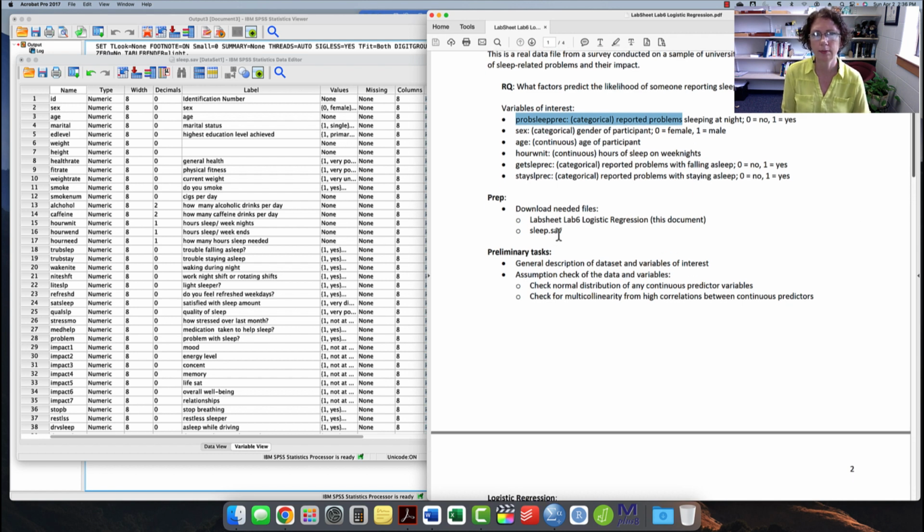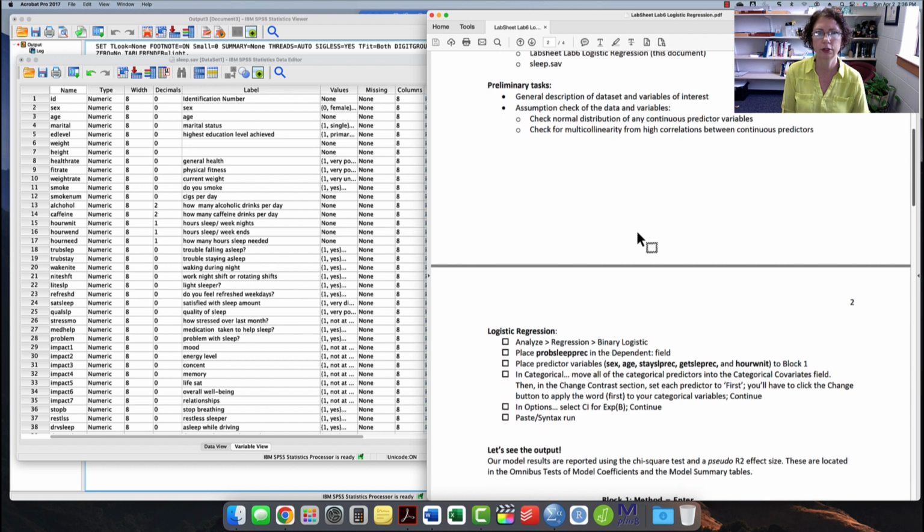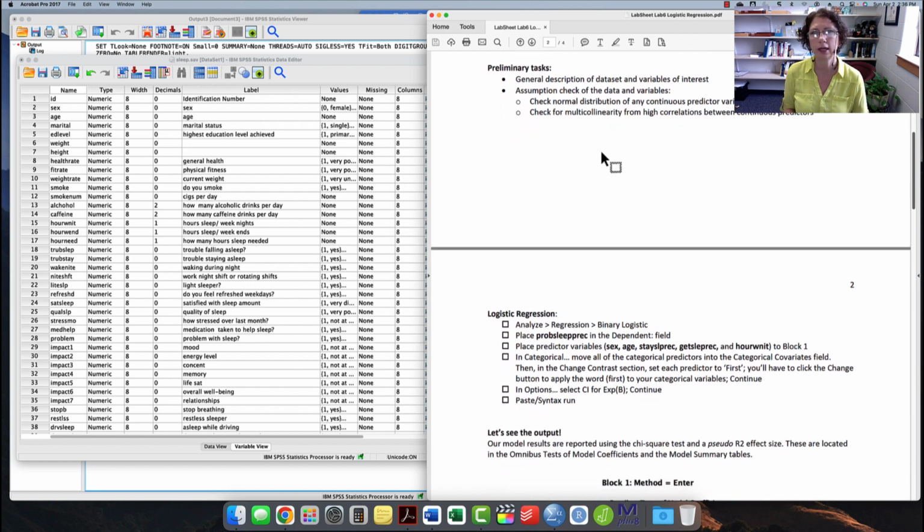So opening up your sleep.sav, you want to first start with your preliminary tasks. And we're not going to do preliminary tasks in the lab because I don't want us to move on with time. You already know how to describe the data set and describe the variables of interest, reporting your frequencies for your categorical variables and your descriptives as far as mean and standard deviation for your continuous variables.